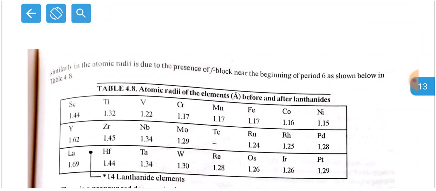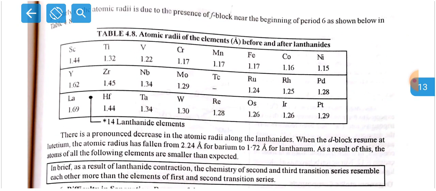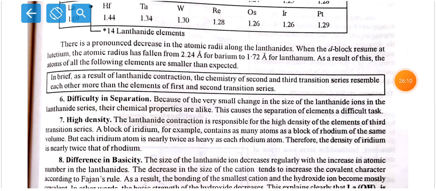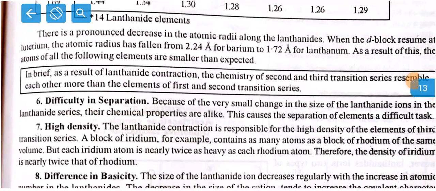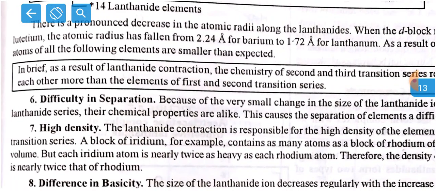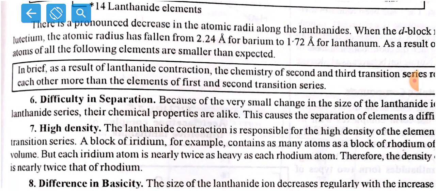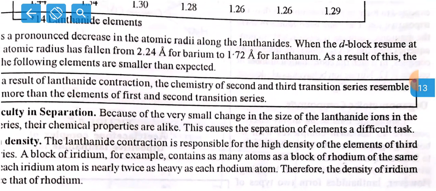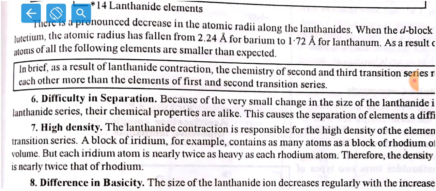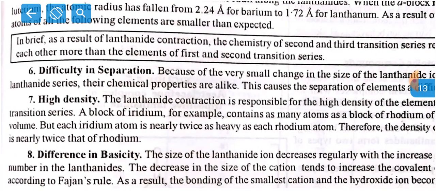This similarity in the atomic radii is due to the presence of the f block nearly at the beginning of period 6, as shown in table 4.8. There is a pronounced decrease in the atomic radii along the lanthanoids. When the d block resumes at lutetium, the atomic radius has fallen from 2.24 angstrom for barium to 1.72 angstrom for lanthanum. As a result of this, the atoms of all the following elements are smaller than expected. In brief, as a result of lanthanoid contraction, the chemistry of the second and third transition series resembles each other more than the elements of the first and second transition series.